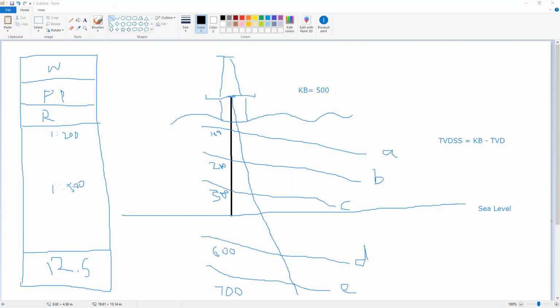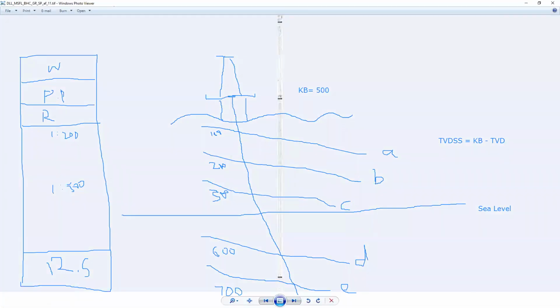So now I'm showing you one example. Yesterday I showed a very old log. This was not clear, but today I have the new one.